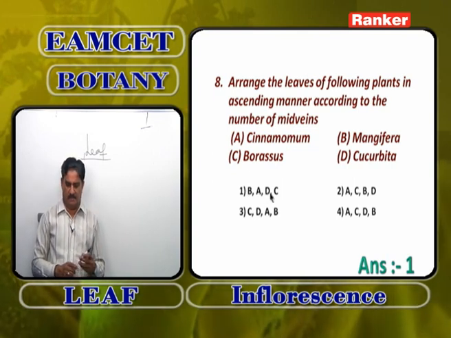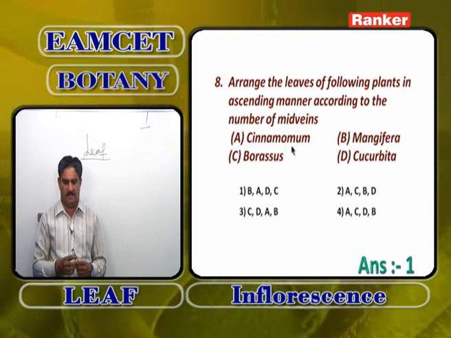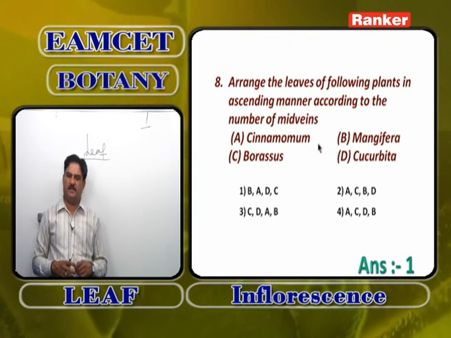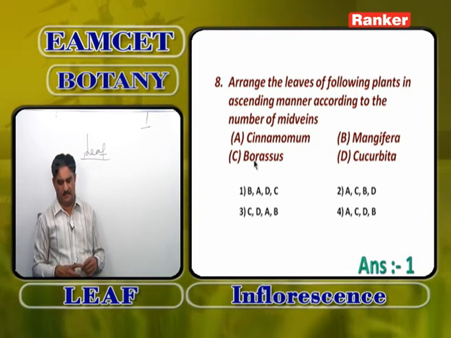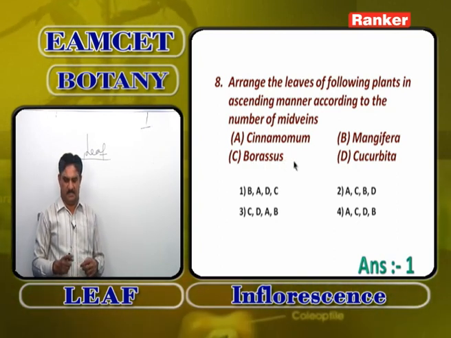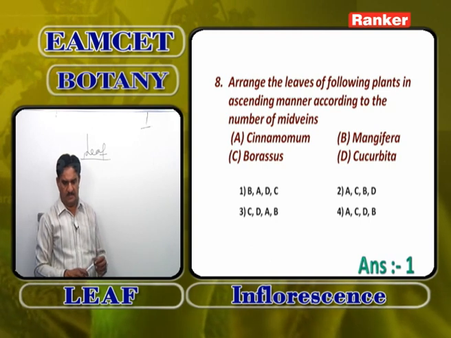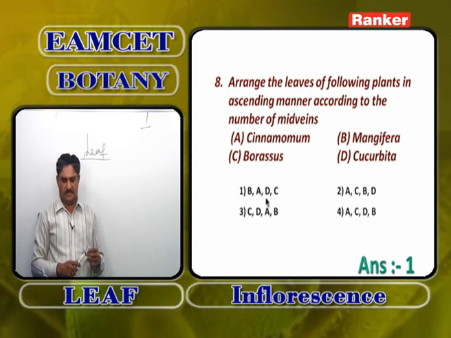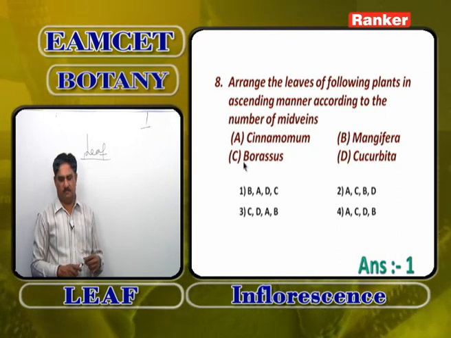Mangifera, only one midrib. Cinnamomum, reticulate venation, that's why a limited number of midribs, all arranged at the leaf apex. Cucurbita, many midribs which enter their individual lobes. And finally Borassus, many midribs, palmately divergent. So the answer is first Mangifera, next Cinnamomum, third Cucurbita, and last Borassus.